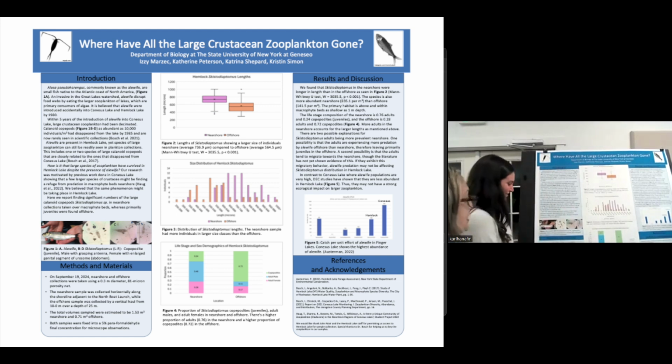In Hemlock Lake specifically, we compared nearshore and offshore samples. For the nearshore sample, we did a horizontal collection with the zooplankton net, and for the offshore, we did a vertical collection with the zooplankton net. We preserved those crustaceans and compared sizes for nearshore and offshore. So what did we find?